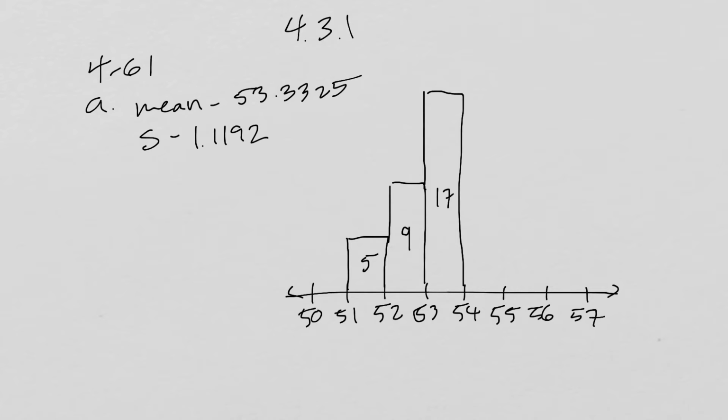From 54 to 55, it looks like it's about 4. And from 55 to 56, it's 5 again. Okay, and make sure these add up. I think these do. 5 and 9 is 14, plus 17 is 31, plus, yeah, it's 40. Okay, so there's our histogram. And our e-tool does that for us beautifully.